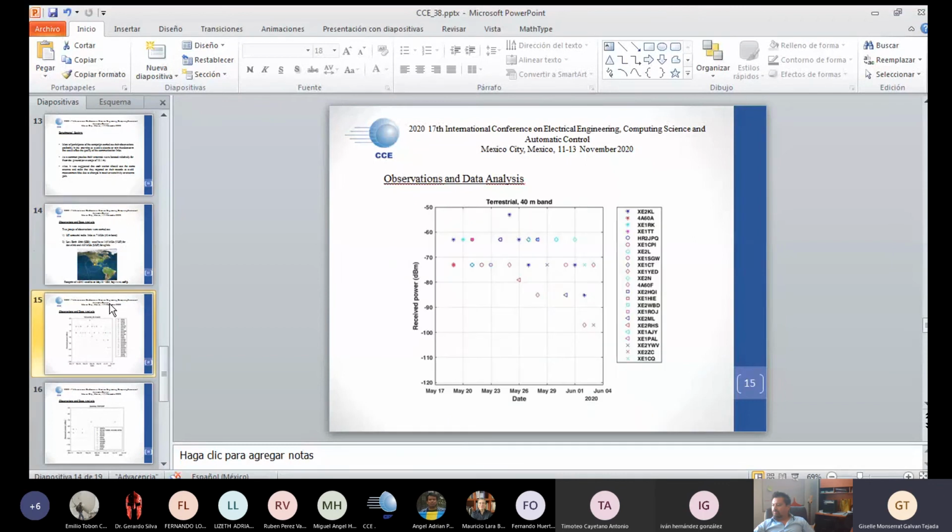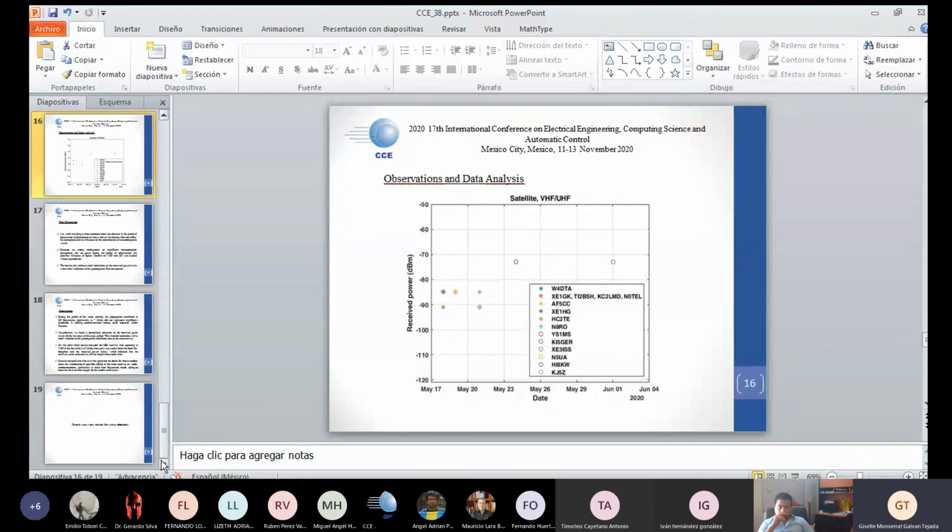Then for this station, here is a plot of the received power during these observation days. And we see that the behavior was very stable. But again, toward the end of May, we start to see a reduction of the received power at some terrestrial stations.